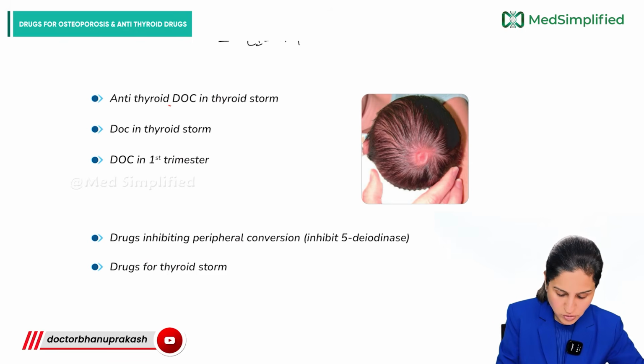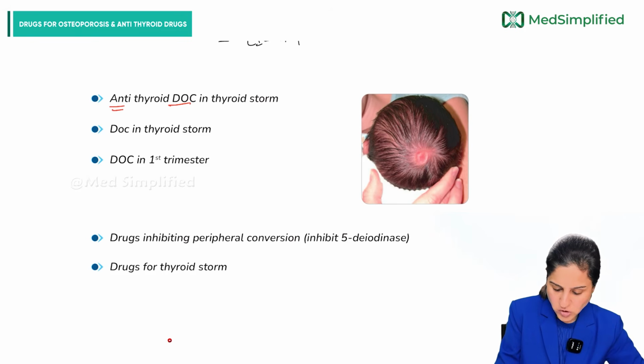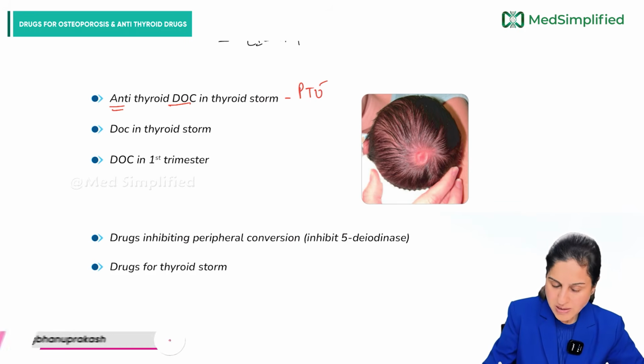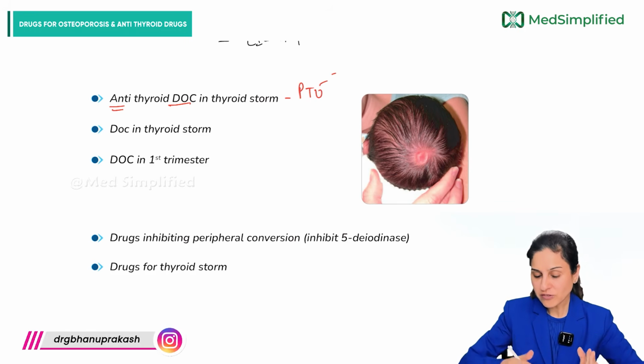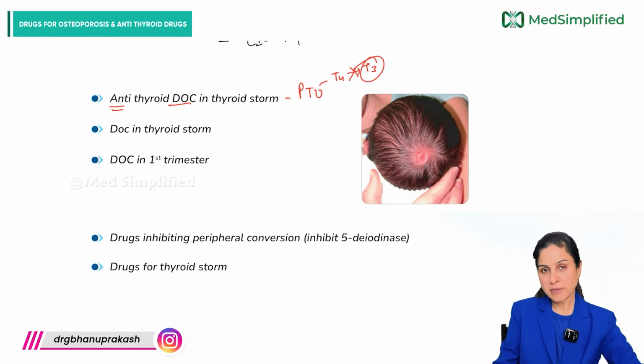So the first thing you do: the antithyroid drug of choice in thyroid storm. Remember, if it is the antithyroid drug of choice, then that is propylthiouracil. Why? Because it prevents the conversion of T4 to T3. So T4 to T3 is blocked. That is why we use it here.